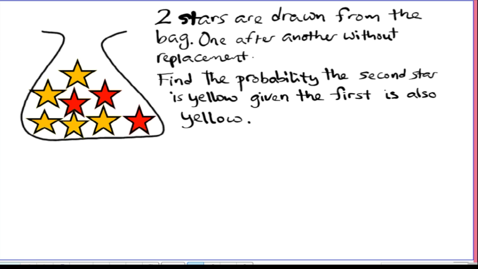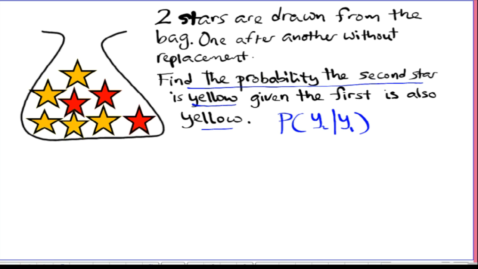Here we have a bag and two stars are going to be drawn out from this bag, one after another, that is without replacement. And the question is, find the probability that the second star is yellow given that the first is also yellow. In this question, first thing to do is to rewrite the question in terms of symbols. So is the second star is yellow given that the first is yellow. The 2 and 1 here represent the order. Okay, and one solution method is to actually use the tree diagram.